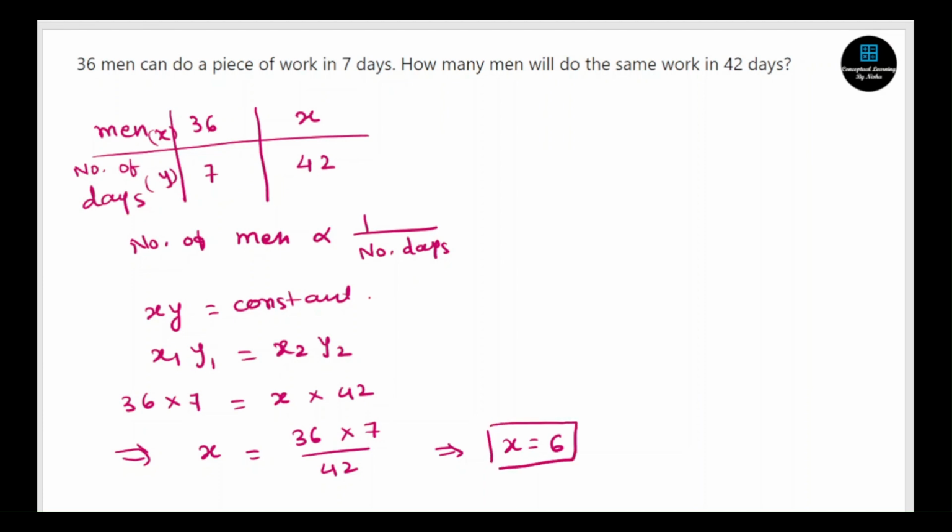Right? So see, here the number of days increases, so the number of men decreases, right? Easy to understand? Alright.